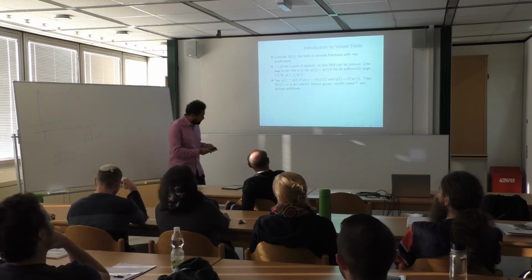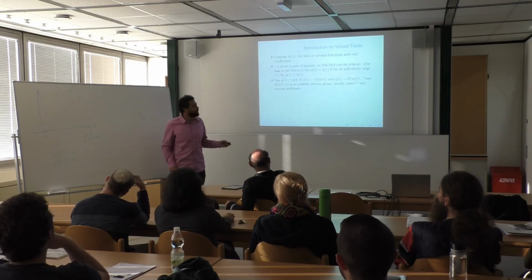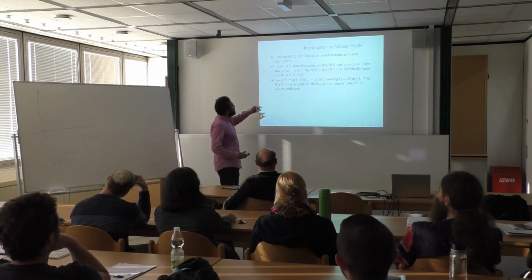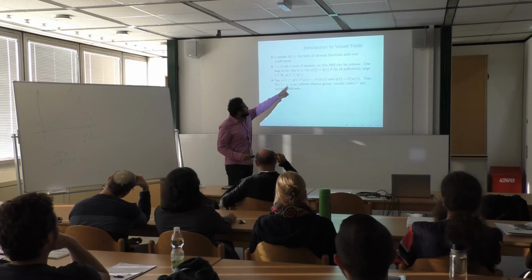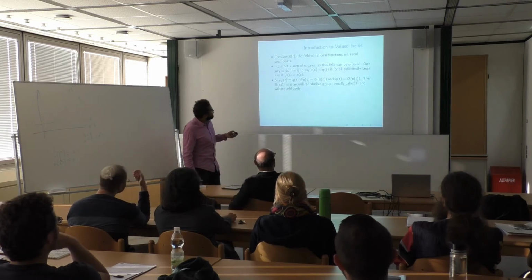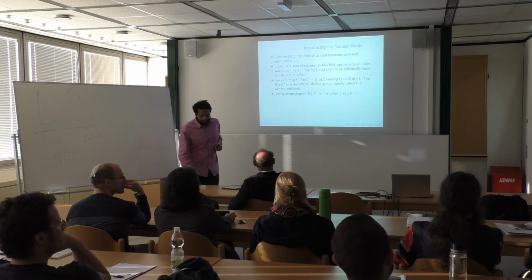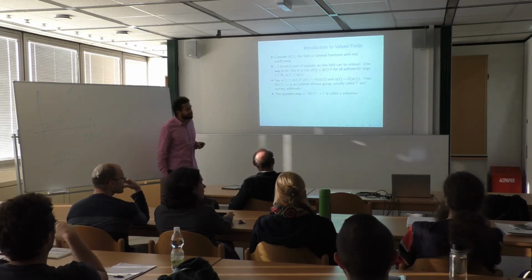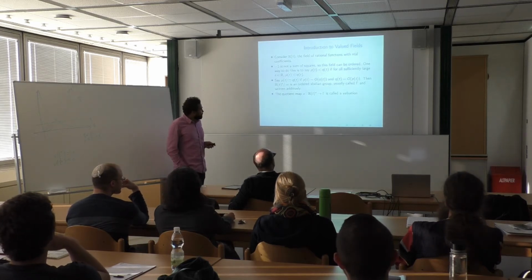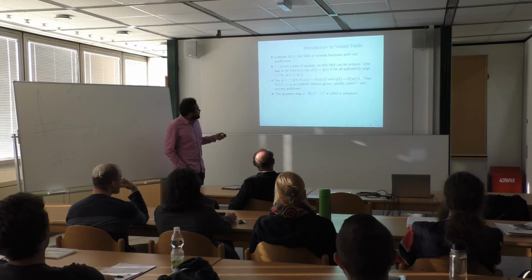Okay. So here we have a valued field. A valued field is a field together with such a map. In this particular example, the group is Z. This quotient map is called the valuation. I think I said that already.